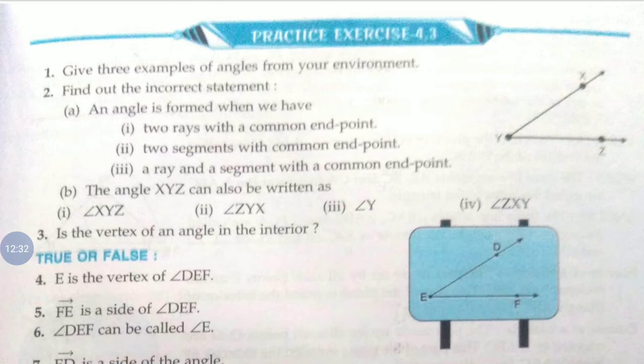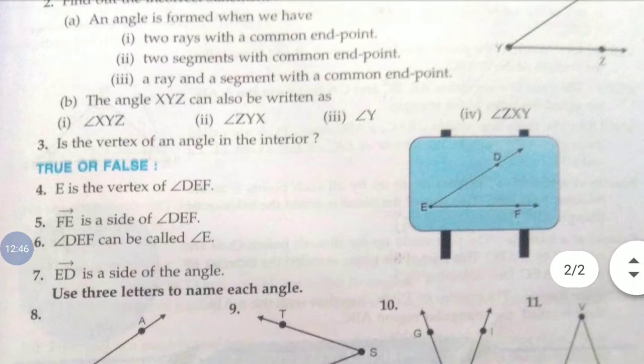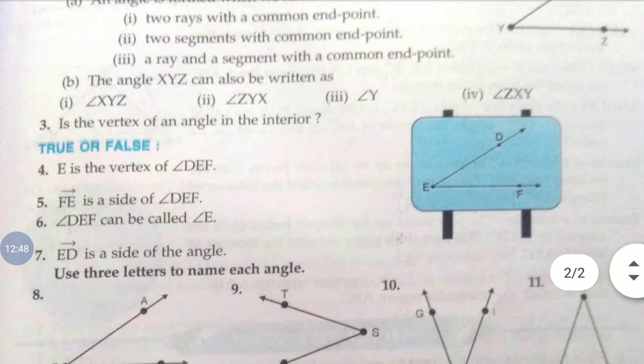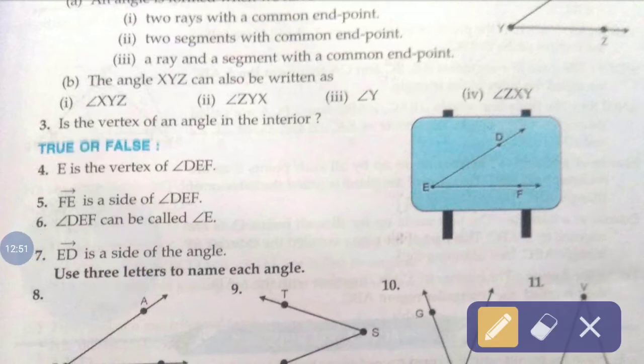Then the next question, that is true or false. First statement, E is the vertex of angle DEF. Yes, E is the vertex. So you can write true.